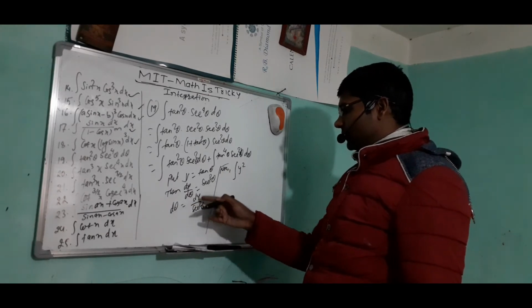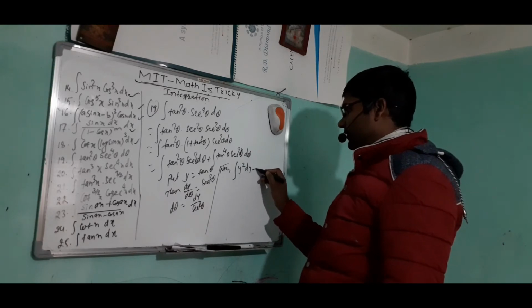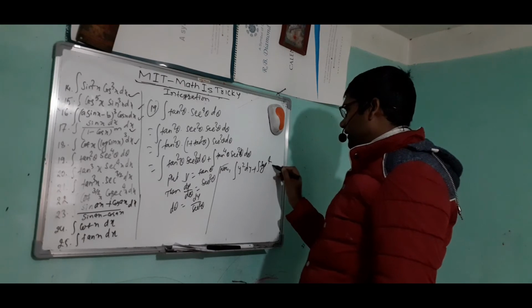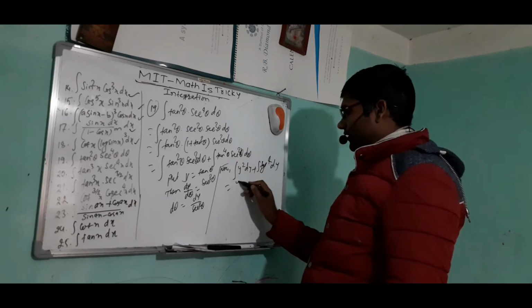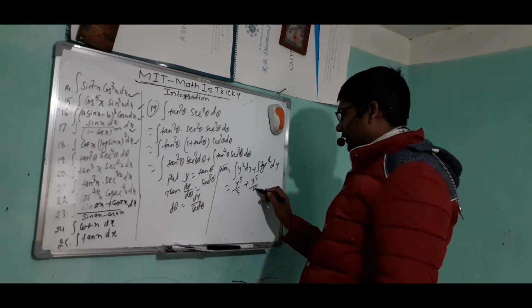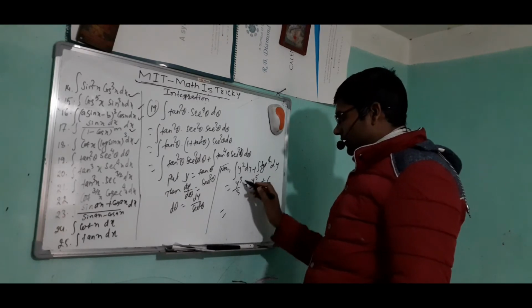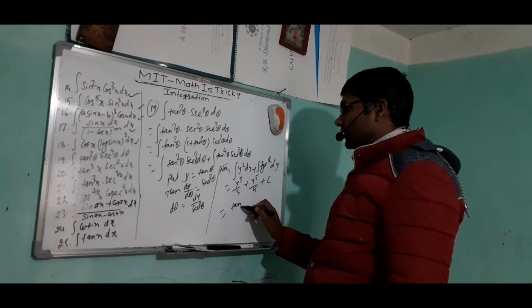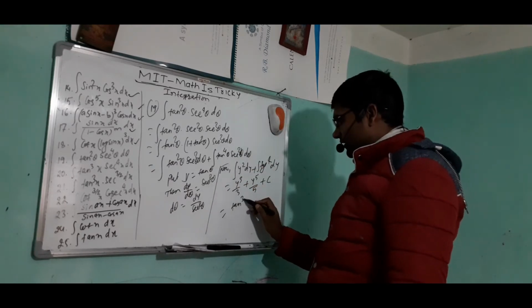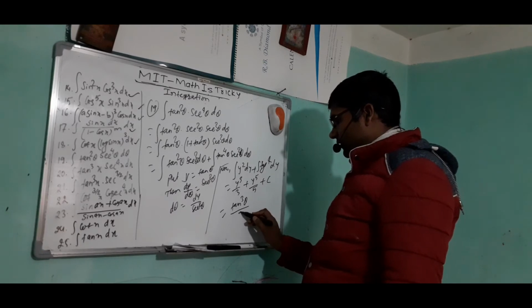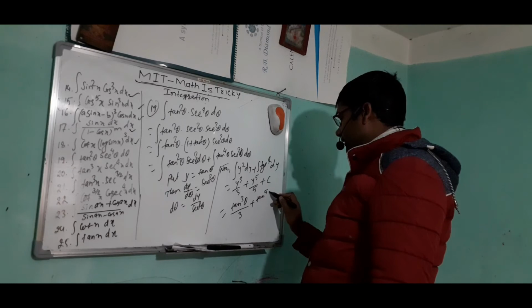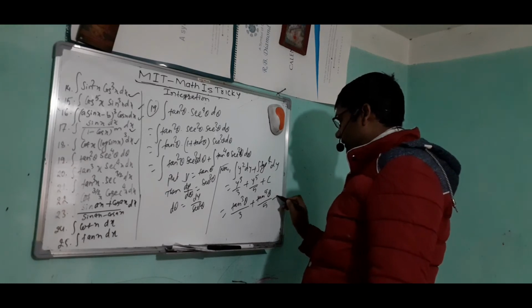And d theta means dy, plus tan to the power 4 means y power 4 and dy. So the answer will be y cubed by 3 plus y power 5 by 5 plus c. We have substituted y as tan theta, so the answer is tan cubed theta by 3 plus tan power 5 theta by 5 plus c.